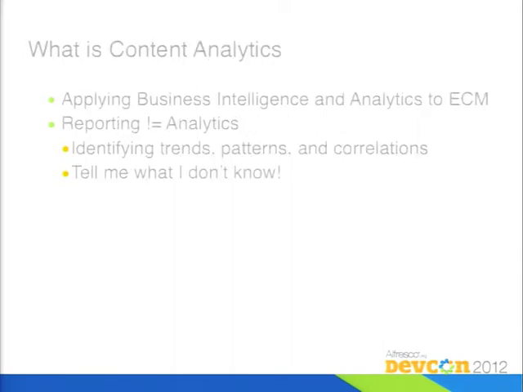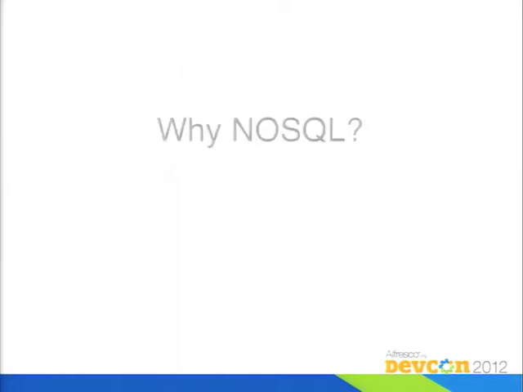So let's start off and explain what exactly is content analytics. The most general description is applying business intelligence and analytics to ECM, but we shouldn't be confused because analytics is not the same as reporting. What we really want to gain out of analytics is identifying trends, patterns, and correlations, and basically telling you what I don't know about the content that I'm storing in my repo. So that's analytics. So why are we using NoSQL? Can we do the same things in a relational database?